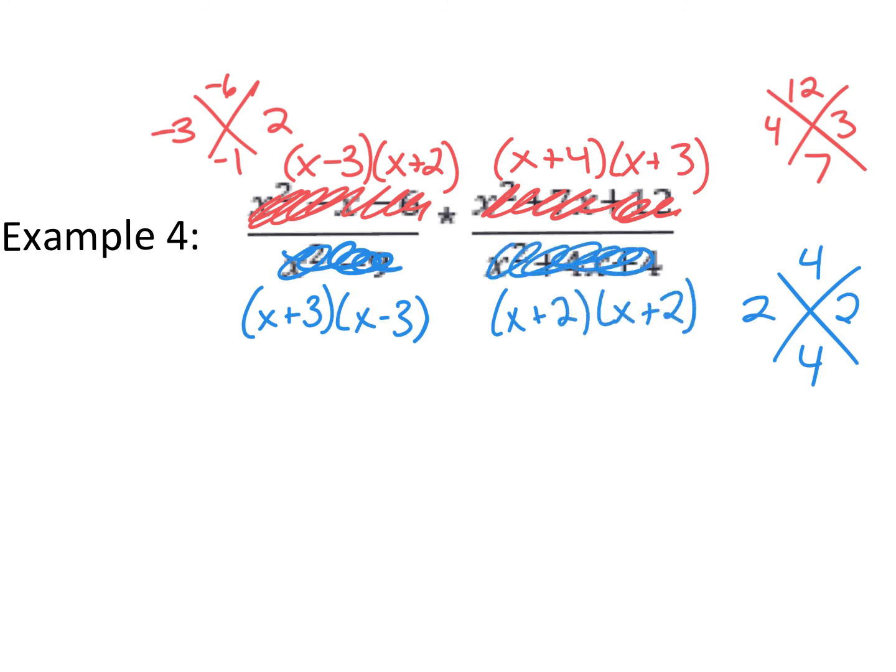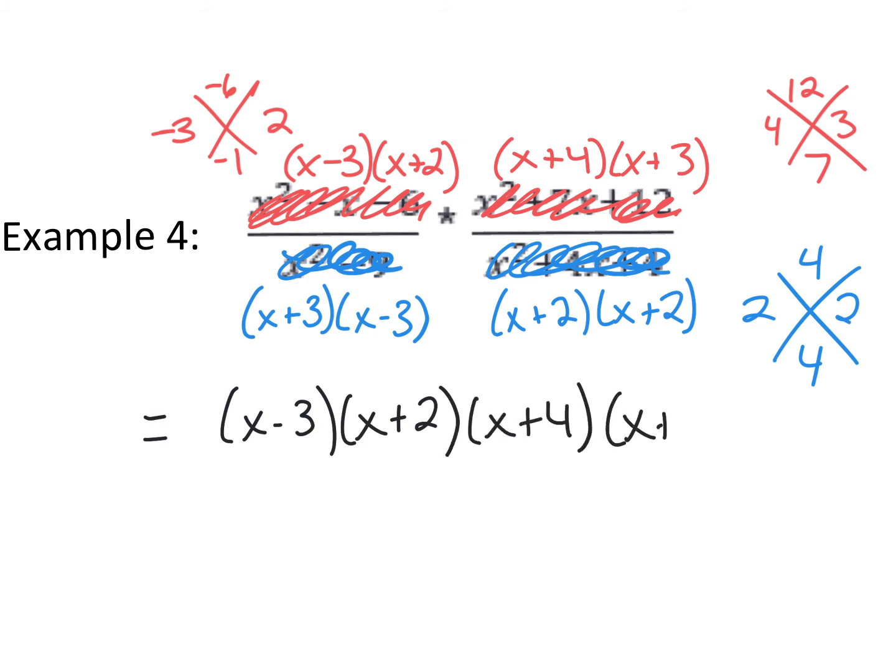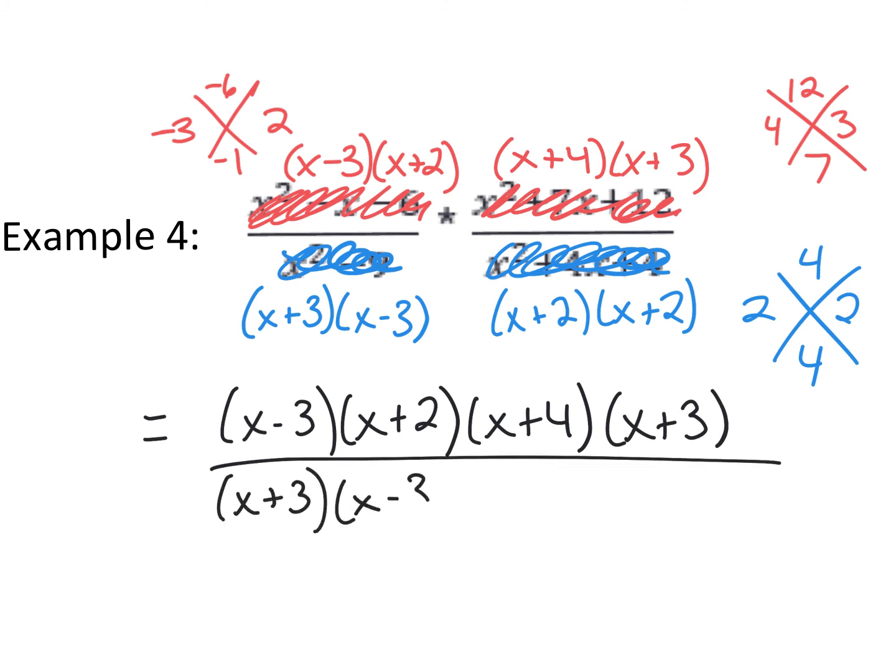Is everything fully factored? Yes. So now we multiply straight across. Here's what I got on top. I have x minus 3, x plus 2, x plus 4, x plus 3. That's everything on top. On the bottom, x plus 3, x minus 3, x plus 2, x plus 2. Give me a second to write this.